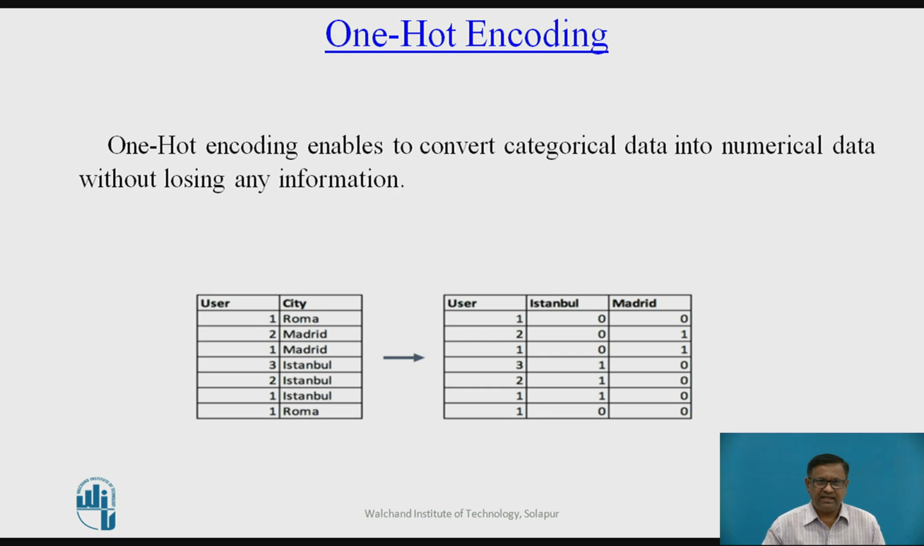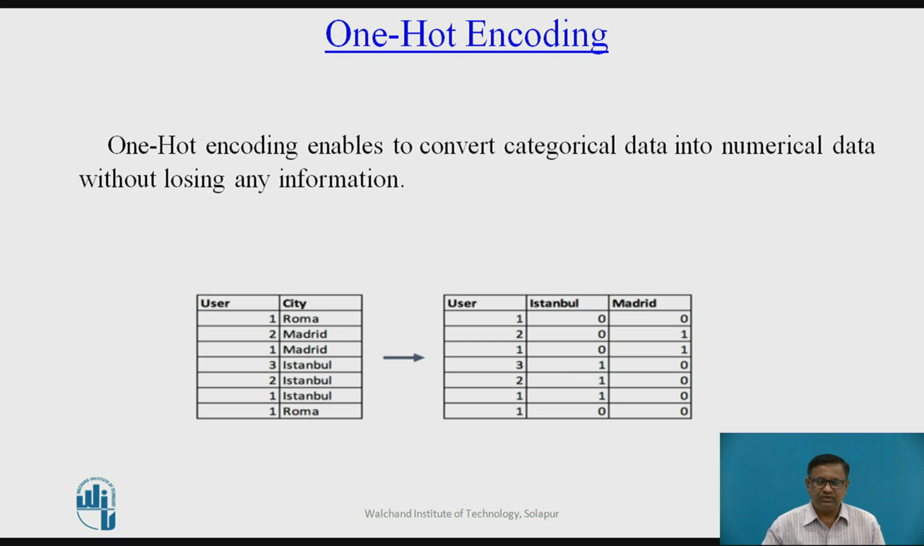Say for example, on the left side we have two columns, user and city. The users are numbered 1, 2, 3, and the city is named in front of each user. Say for example, user 1 belongs to Roma, then user 1 belongs to Istanbul, user 1 belongs to Roma. So this is the left table. City is categorical data, and we don't want this categorical data in a machine learning algorithm.